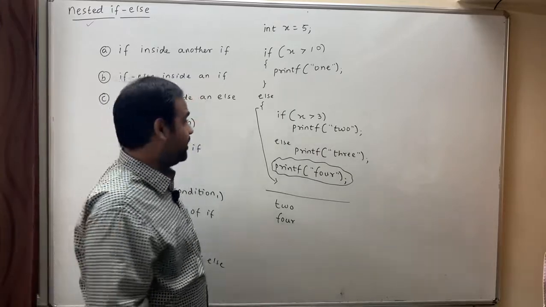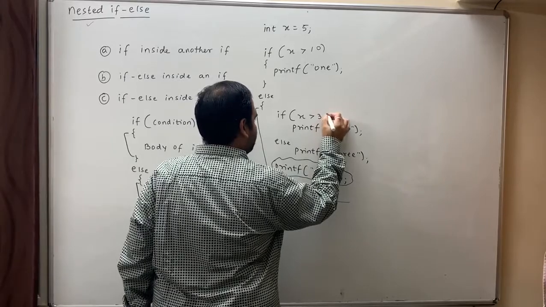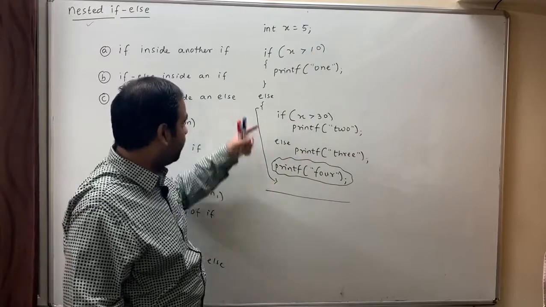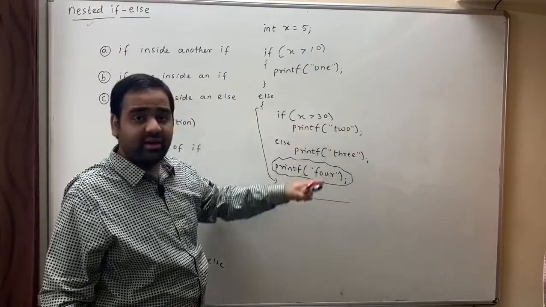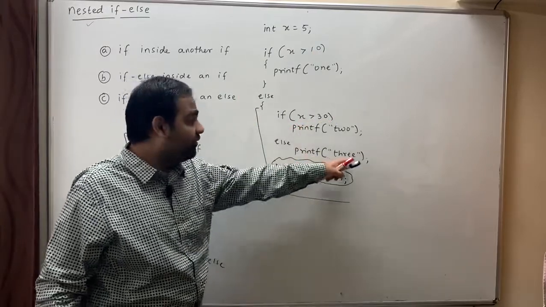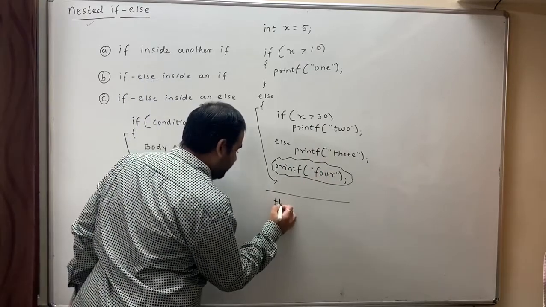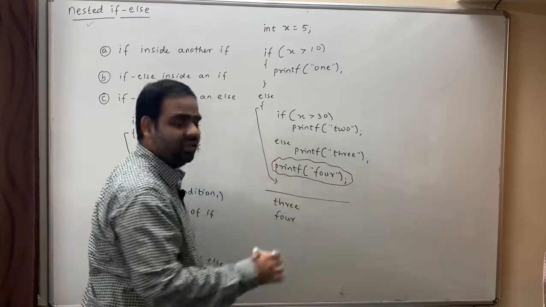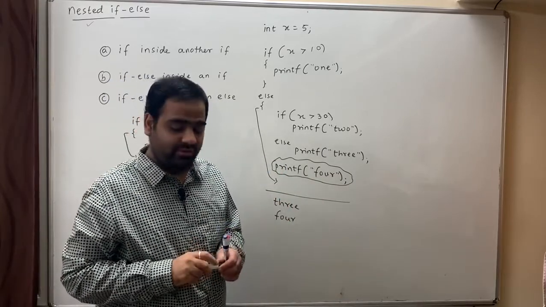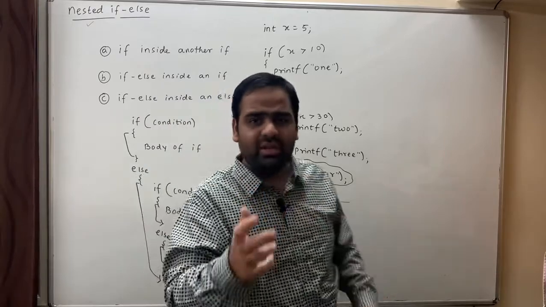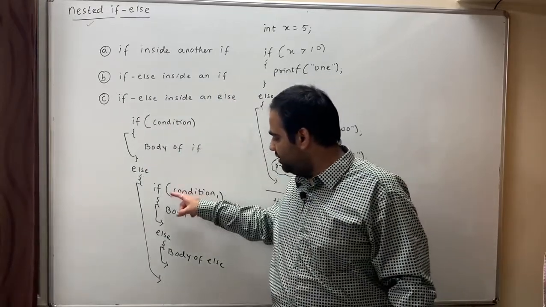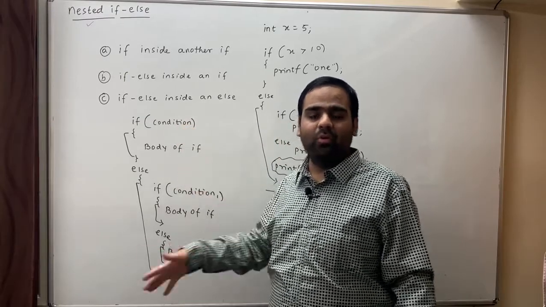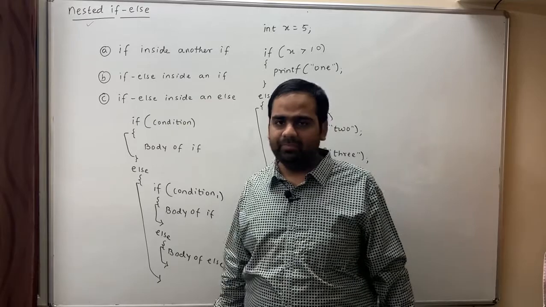How does it work? Now let me say x is greater than 30. First it will check x greater than 10, it is false, so else should be executed. x greater than 30 is also false, therefore else should be executed, and it will print 3, and this 4 is outside the control of the if else, therefore it will print 3 and 4 as well. Now what should be the next scenario? The next scenario is this if else can be in the body of if as well and can be in the body of else as well. Let's see the last one.